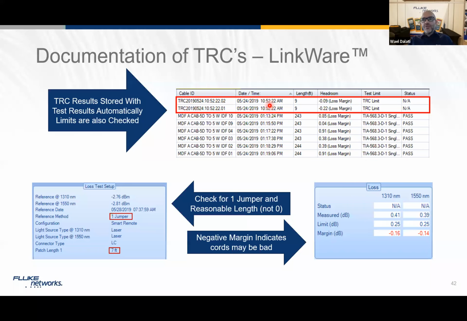We do that for you and we store those results as a TRC in our results. And when you download them into Linkware PC or upload them into Linkware Live, you will be able to see that I've done my TRCs, what the length is, what the date is that it was done, and what the limit is. It's a TRC limit. Now, if I look at the following lines, I see some of those test results done and they are within the same day, which is good. Let me see. Oh, it's 1:13 p.m.